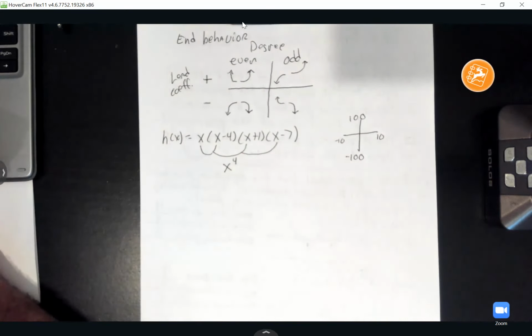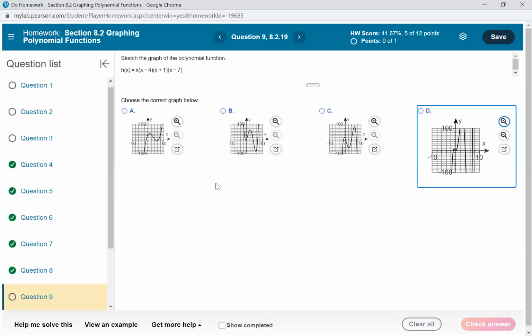And if you look at our picture, when it was positive and even degree, both ends are going to go uphill, which looks like what B is doing to me, right? Looks like both these ends are going uphill.